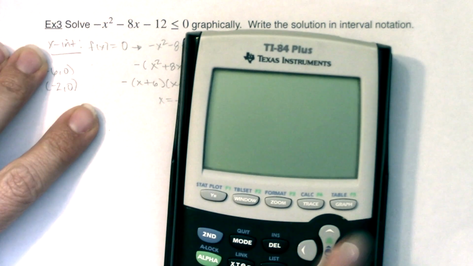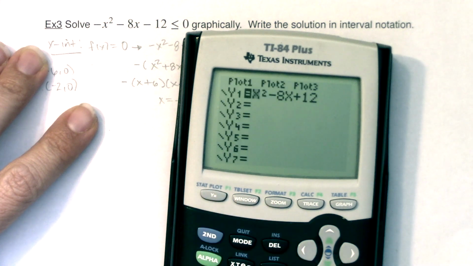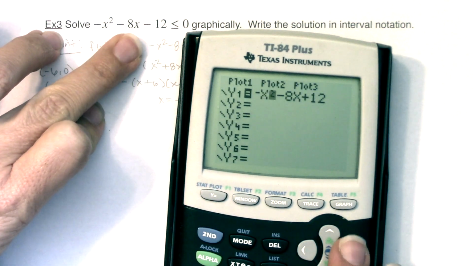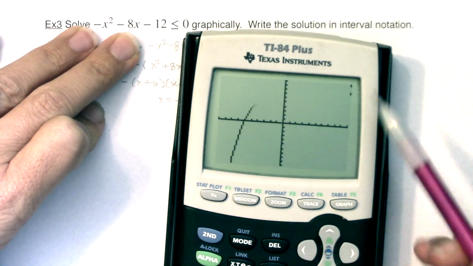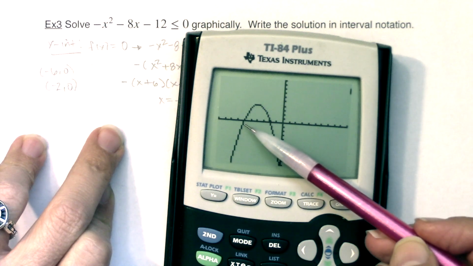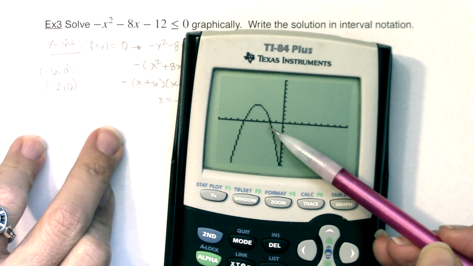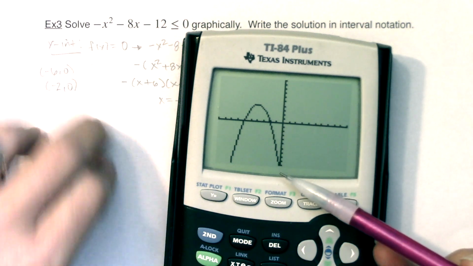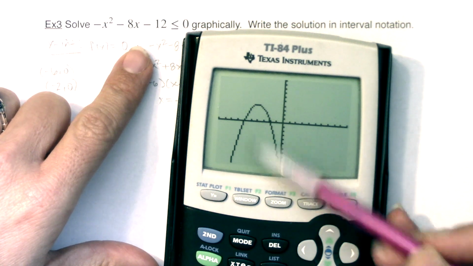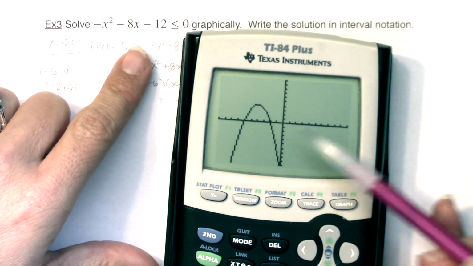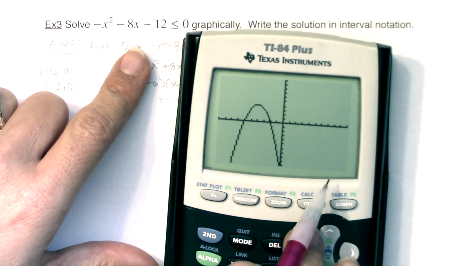And just so we have that for reference, let me clear out my last problem. Actually, I'll just add the negative in here, and then I'll change this to a subtraction symbol. When I hit zoom 6, we can see that I've got those x-intercepts at -6, -2. And my y-intercept is going to be down here at -12. I can't quite see it on my window. I could adjust my calculator window if I wanted to, but I don't really need to.